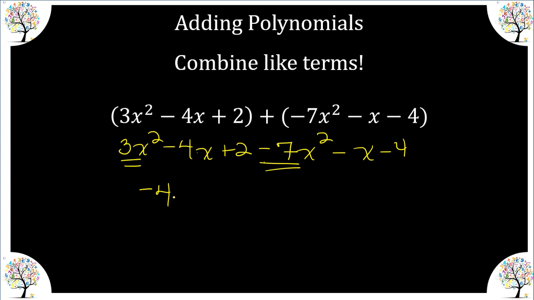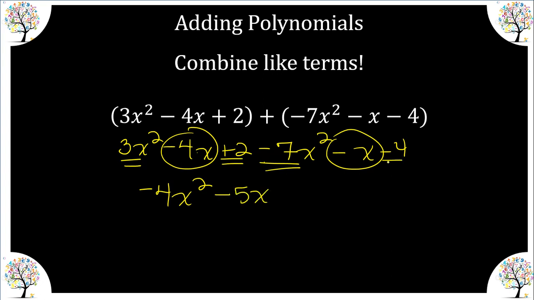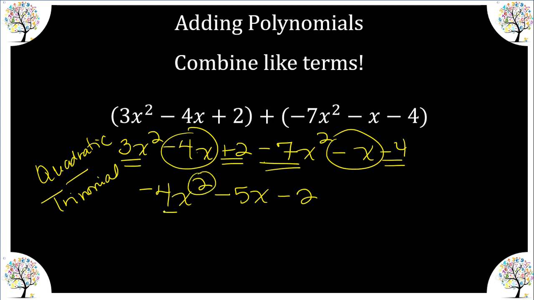So this gives me negative 4x squared. Then I have my linear terms, and that gives me minus 5x. And then my constant is plus 2 minus 4, which is negative 2. And here we have a quadratic trinomial. Quadratic because it has a degree of 2, and trinomial because we have 3 terms.